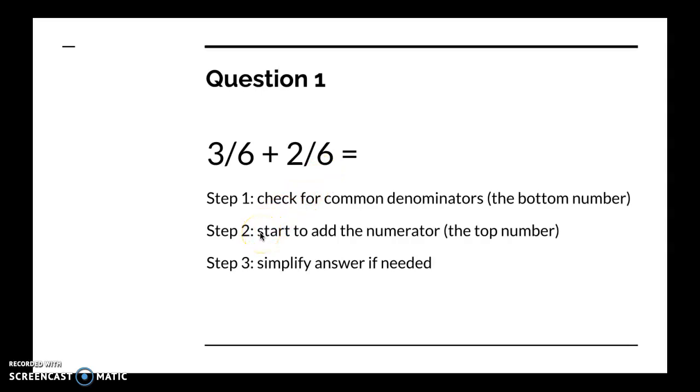Our second step is to add the numerator, which the numerator is the top number. So our numerator here is a 3, and our numerator here is a 2. Now, finally, once you get your answer, you need to see if you can simplify it.